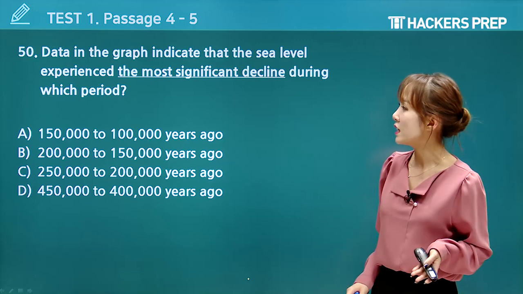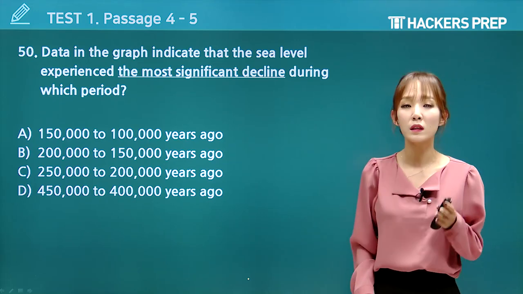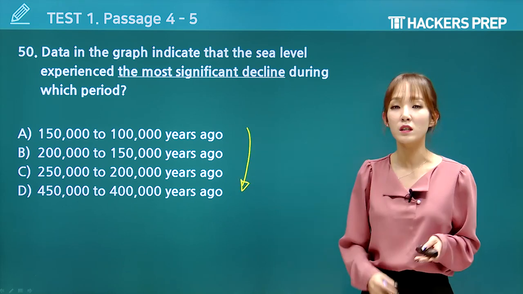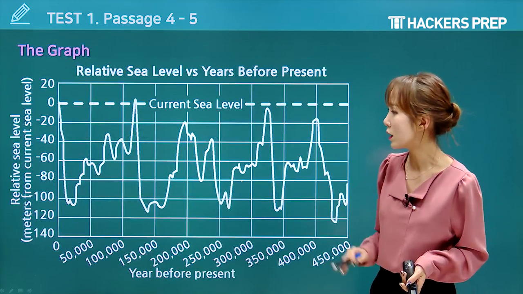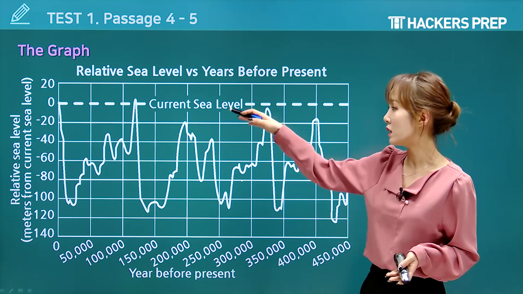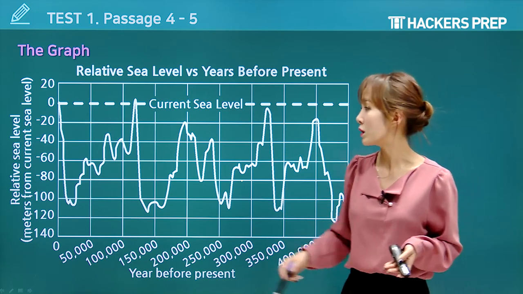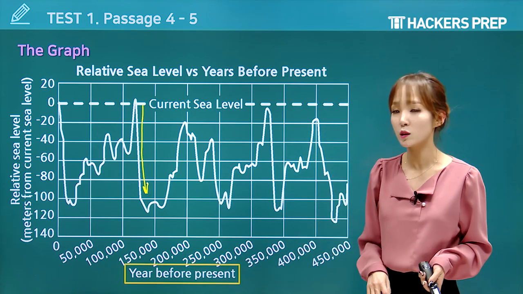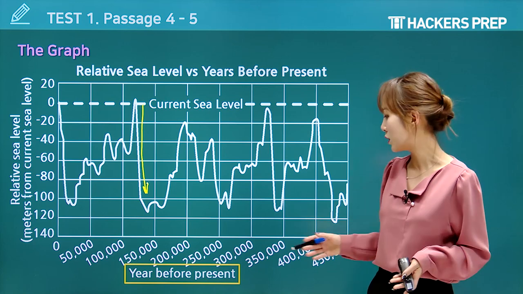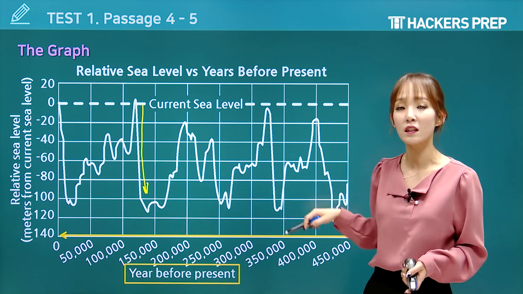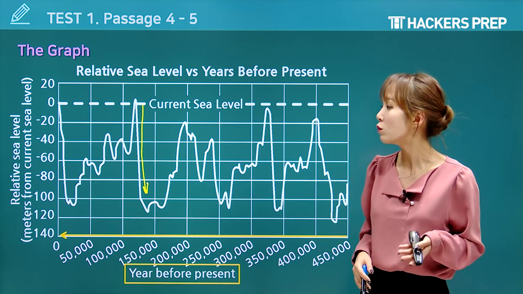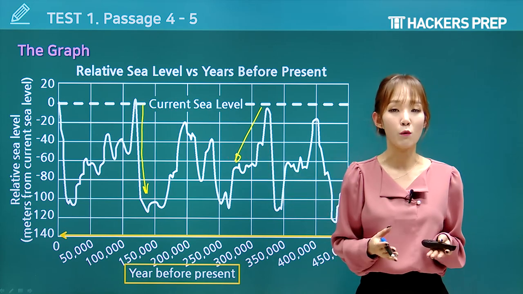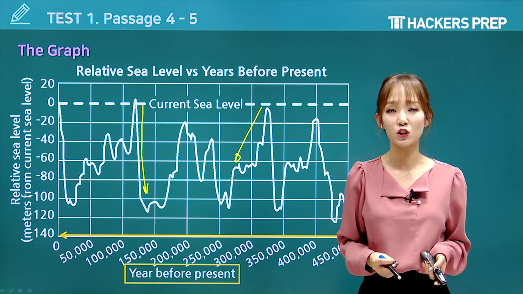So number 50, the data in the graph indicate that the sea level experienced the most significant decline. So we want to see where the sea level declines most among these time periods. Now here, if you take a look, let's go back to the graph here. Now, declining would mean the sea level dropped. Now, normally we would assume that going from here to here would be a drop, right? The trick was where? The trick was looking at the years before present. So it's before present, which means what? Time travels this way and not the other way around. So in this graph, what would that mean? Well, it would mean that since we're traveling this way, this would be the decline and not reading the graph that way. If you didn't make that mistake, then this question should have been fairly easy.